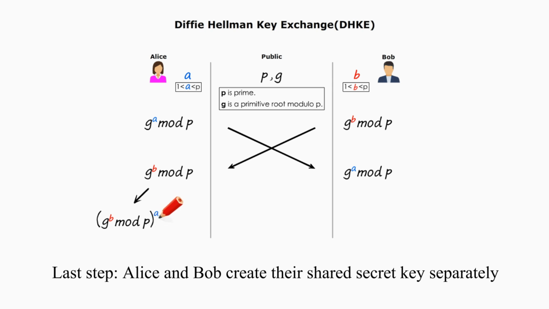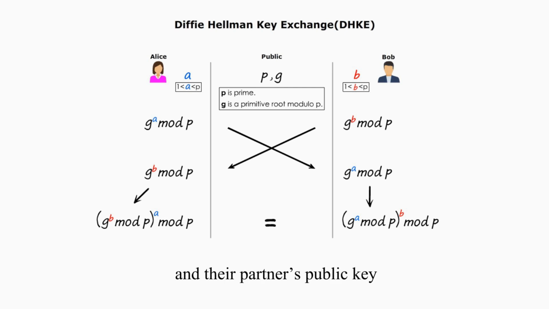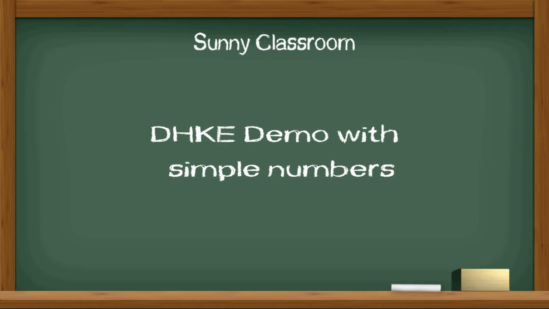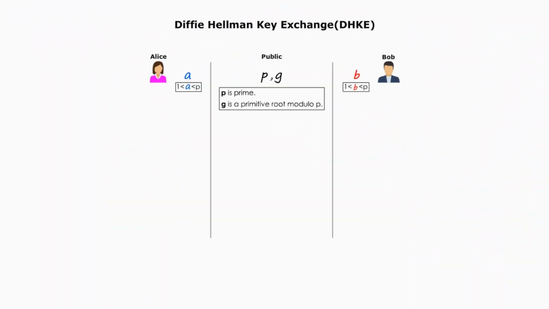Last step, Alice and Bob create their shared secret keys separately. At this step, both Alice and Bob use their private keys and their partner's public key to generate the shared secret key. The end of the DHKE protocol. Next, let me use a simple example to demonstrate these four steps.